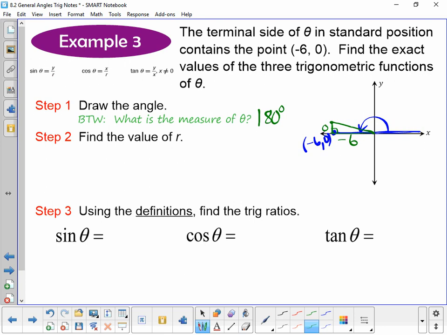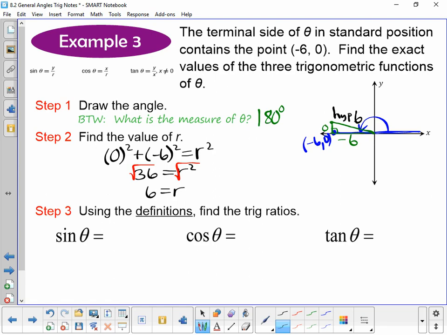So I could, for this sort of not real triangle, find the length of this hypotenuse, and I would find it the same way as I have always found the hypotenuse, which is using the Pythagorean theorem. So it would be 0 squared plus negative 6 squared is equal to r squared. Well, 0 squared plus negative 6 squared is 36. And so when I take the square root of both sides to find out what r is, I get that r is equal to 6.